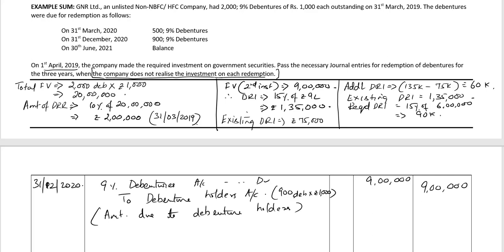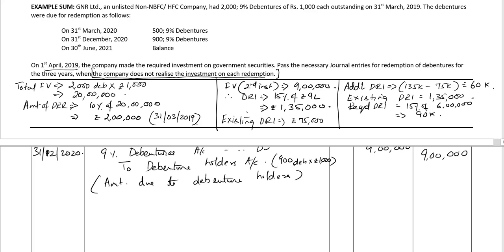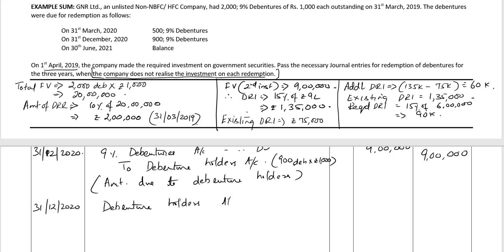On the same date, 31/12/2020, let's pay off the debenture holders. Debenture holders account debit, to bank account. Debenture holders paid off, ₹9 lakh.